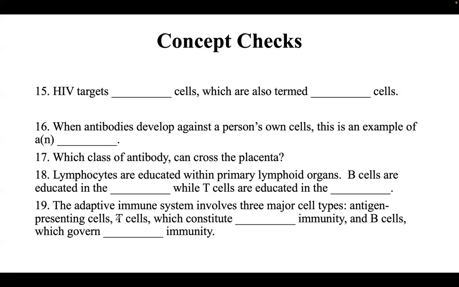When antibodies develop against a person's own cells, what kind of disease is that? Autoimmune disease. Lymphocytes are educated within the primary lymphoid organs. B cells are educated where? And T cells are educated? Bone marrow and thymus. The adaptive immune system involves three major cells: antigen presenting cells, T cells, which govern cellular immunity, and B cells, which govern humoral immunity. Right? This kind of summarizes the whole thing.